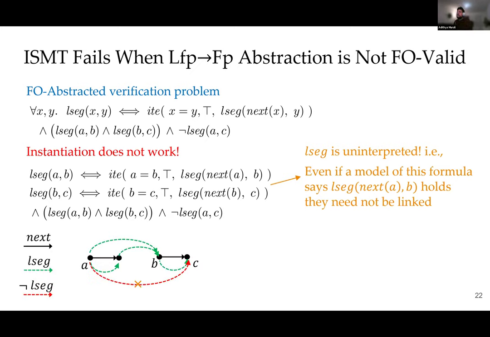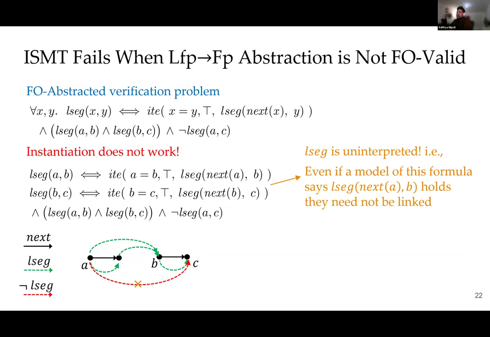So you have this spurious count example where B to C is in fact a list segment, and it gives a valuation to list segment as the accurate one. But then it also gives a spurious valuation for A and, you know, next of A and next of A, where it says that it's a list segment to B, even though that's not the case, right?